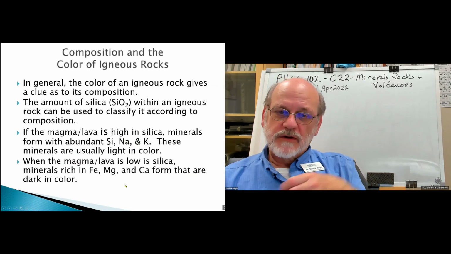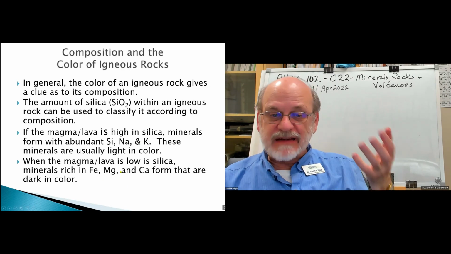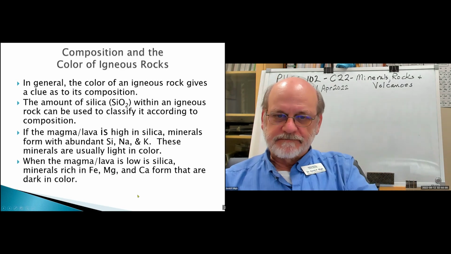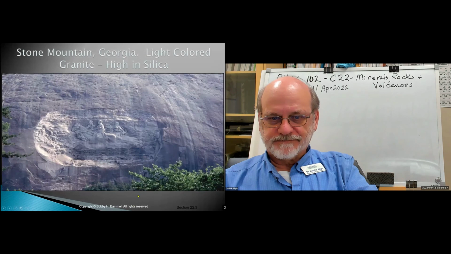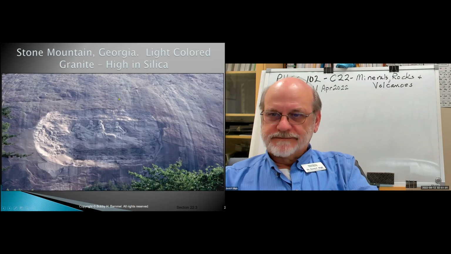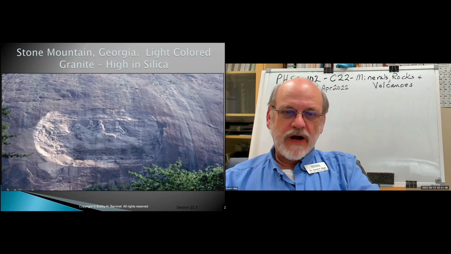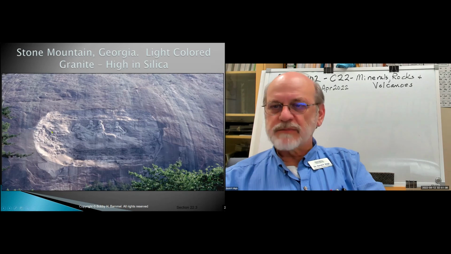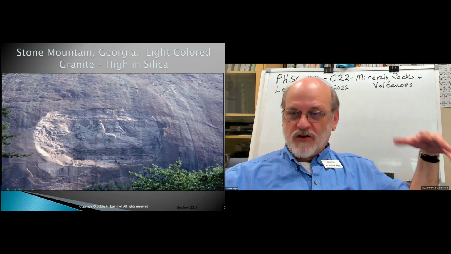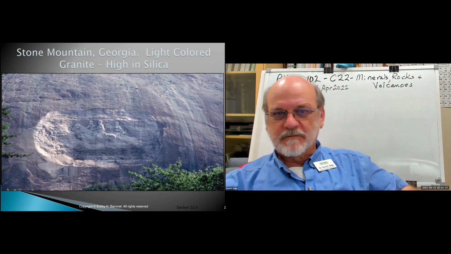Whereas if it forms with less silicon and more iron, magnesium, calcium, those tend to be darker in color. This is Stone Mountain. It's located east of Atlanta, Georgia, where I grew up. So I've been to this place many times. It's a huge granite rock poking out of the ground.